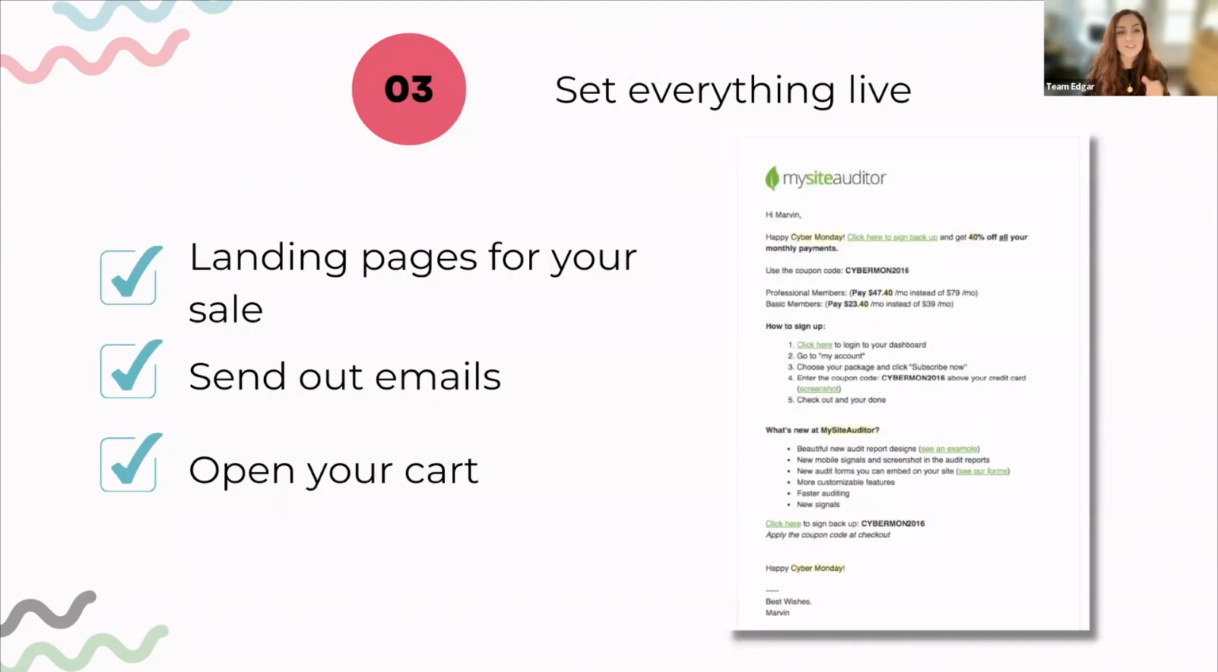Next, you want to set everything live. So again, you've done all the hard work at this point. You've set your timeline. You've got it all ready to go. You've already told your developers you've got your back end, your landing pages ready to set live. So make sure all your landing pages are ready. You send out all of your emails, and then you open your cart or you open your discount and you set the code live. I just wanted to show you an example of an email for Black Friday. You've probably seen Cyber Monday emails before.